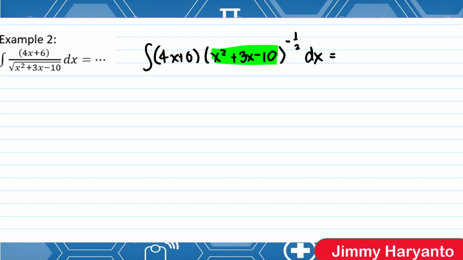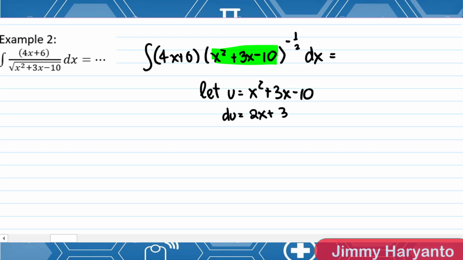so I have to let this one be u. Let u equal x squared plus 3x minus 10. After that, du equals 2x plus 3 dx. And then the next step will be dx equals du over 2x plus 3.